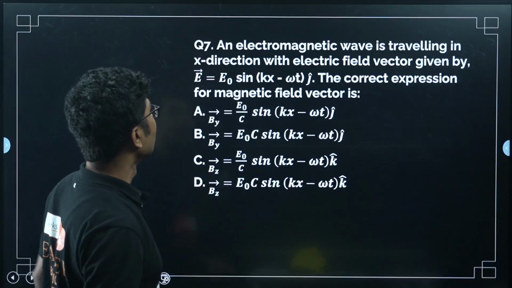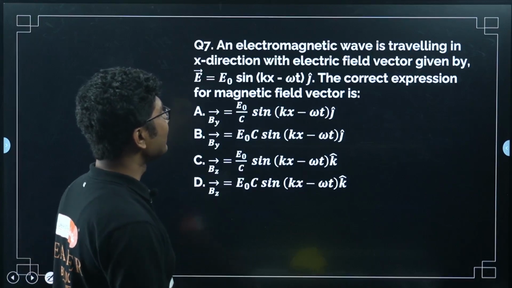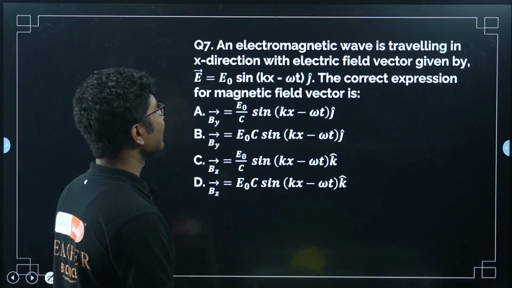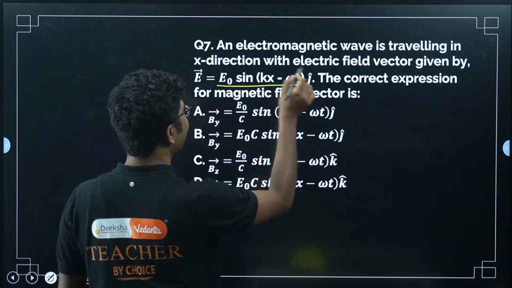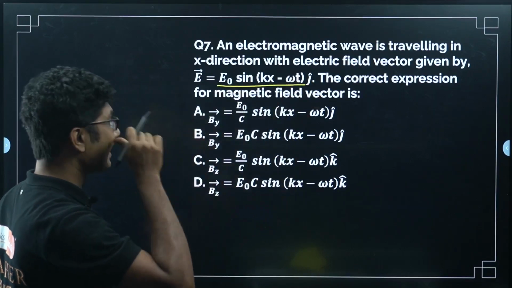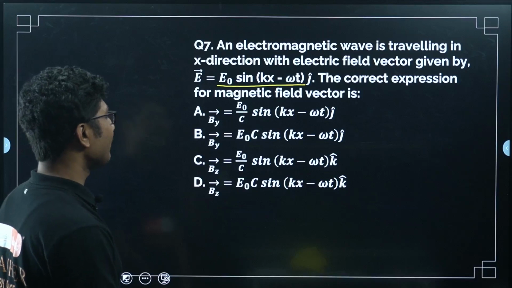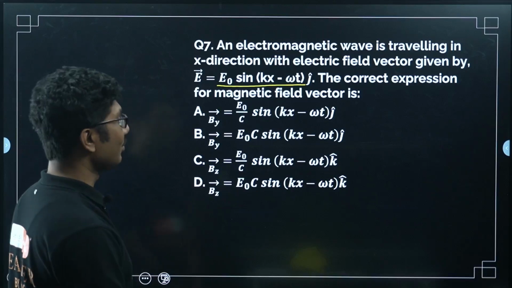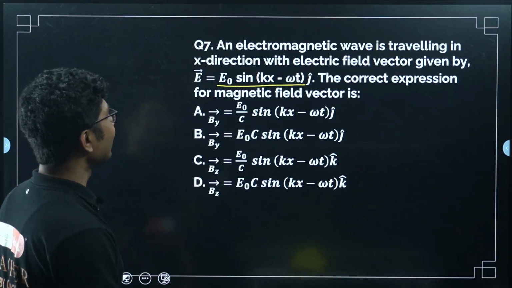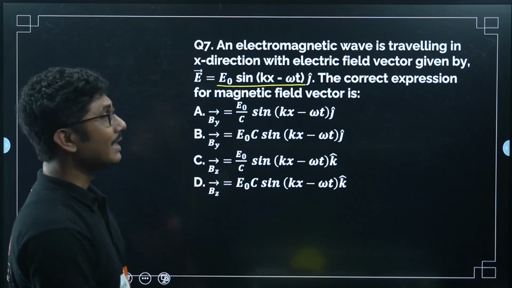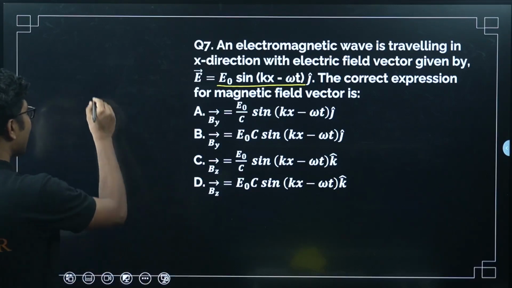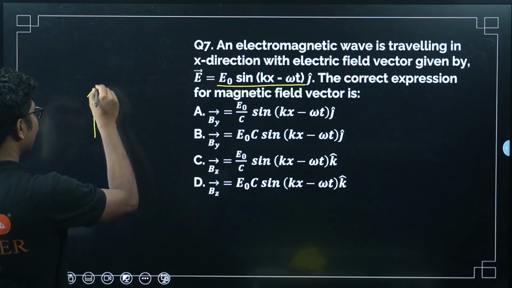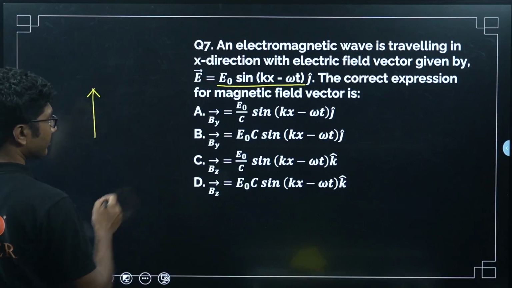Okay, now an electromagnetic wave is traveling in x direction with electric field vector given by E = E naught sin(kx - omega t) j cap. The correct expression for magnetic field vector is? So the electromagnetic wave is traveling in x direction. So let us understand that this is the direction of velocity.